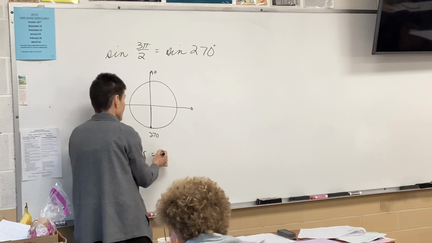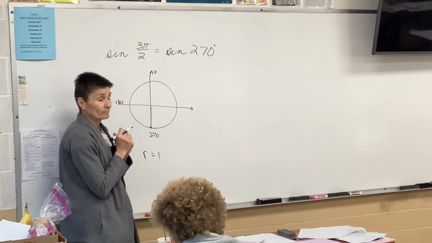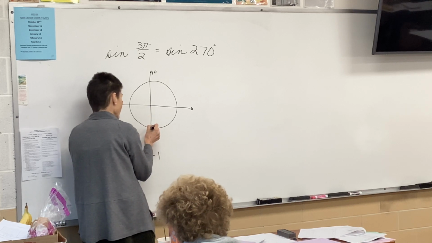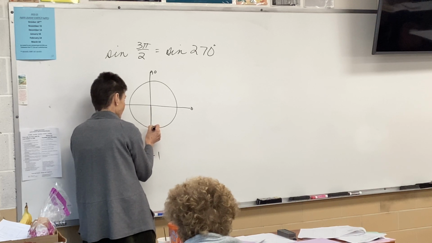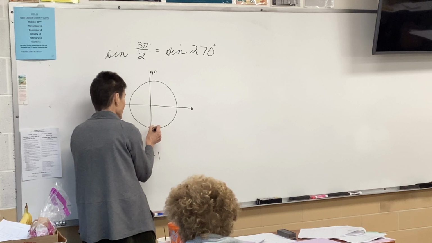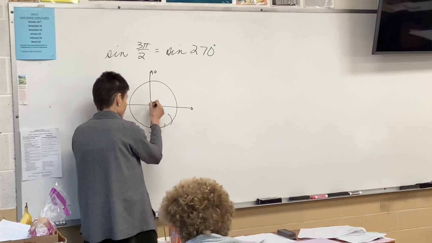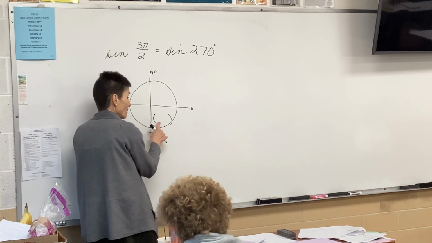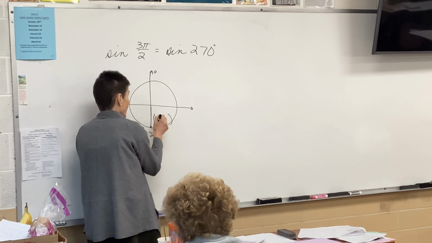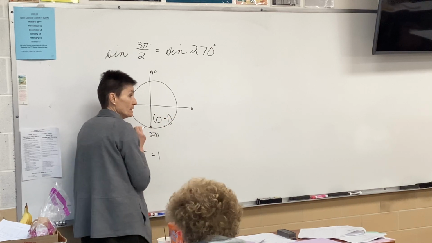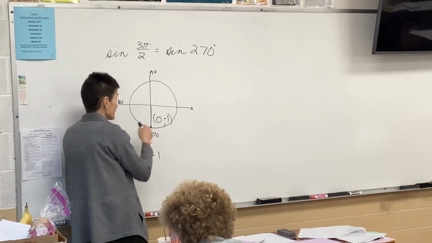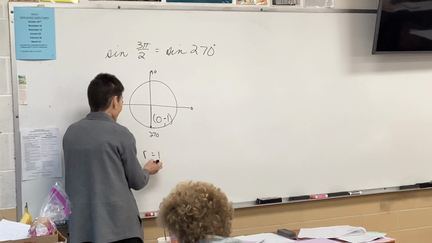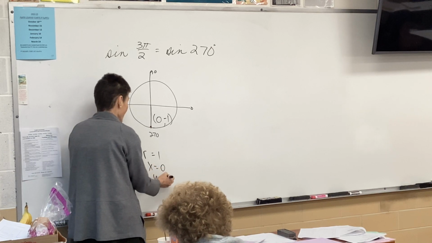And the radius of the circle is 1, which means this point, which is straight down from the origin, is what? What are the coordinates of that point? Straight down from the origin. What's the x part? 0. And the y part is -1. So that point is (0, -1). So x is 0 and y is -1.